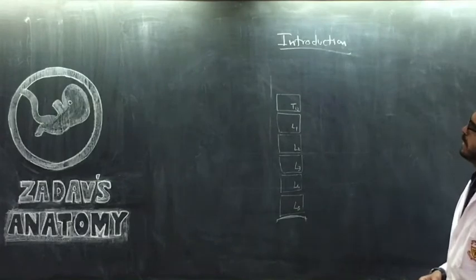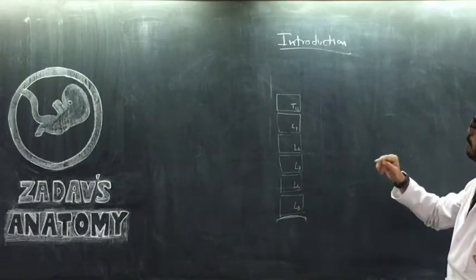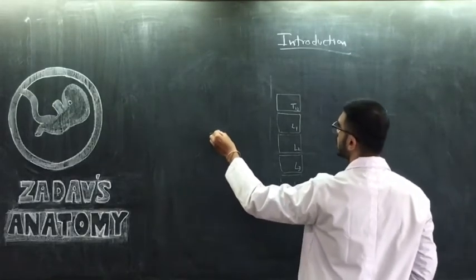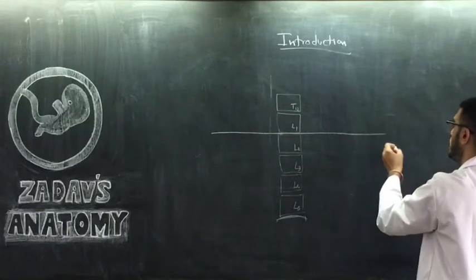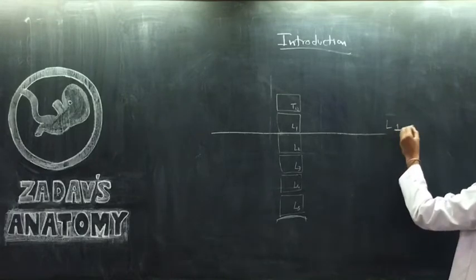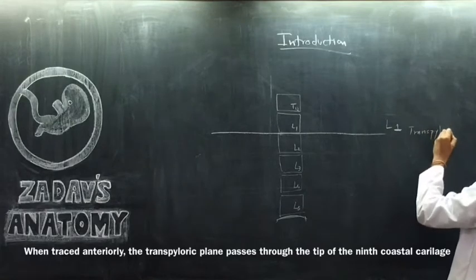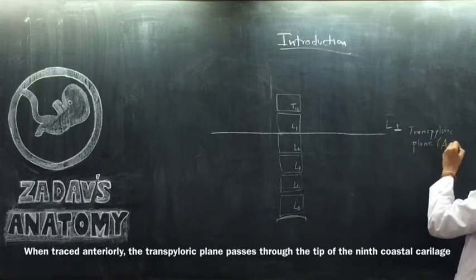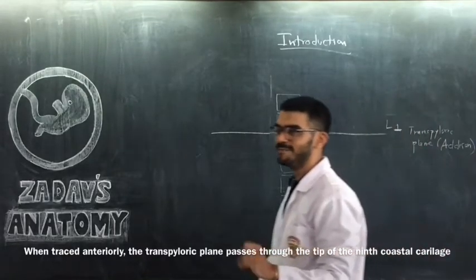So, let's see how we divide these quadrants, okay? The first line that I'm going to draw is the horizontal line passing from the lower border of L1 vertebra, okay? Lower border of L1, this is known as the transpyloric plane. It is also known as the plane of Addison. Okay, the transpyloric plane of Addison.